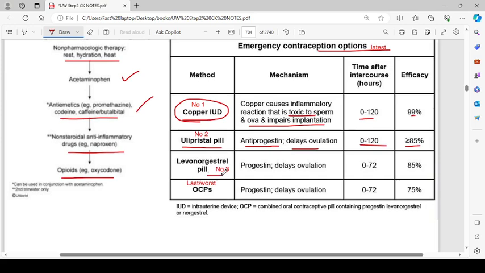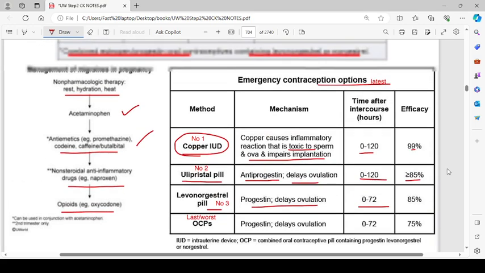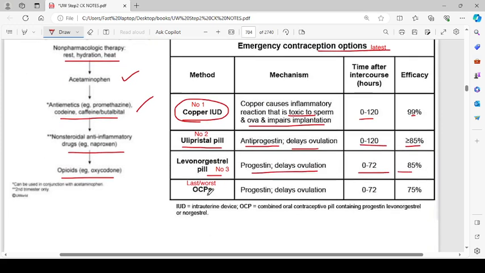Levonorgestrel pill is third line. It is progesterone, delays ovulation. Time course is 0 to 72 hours and efficacy is 85%. And oral contraceptive pills are the last and the worst. Progesterone, delays ovulation, 0 to 72 hours, and its efficacy is the least, that is 75%.